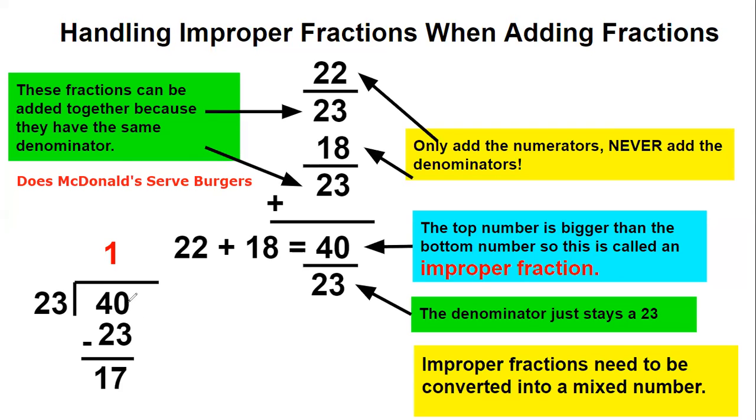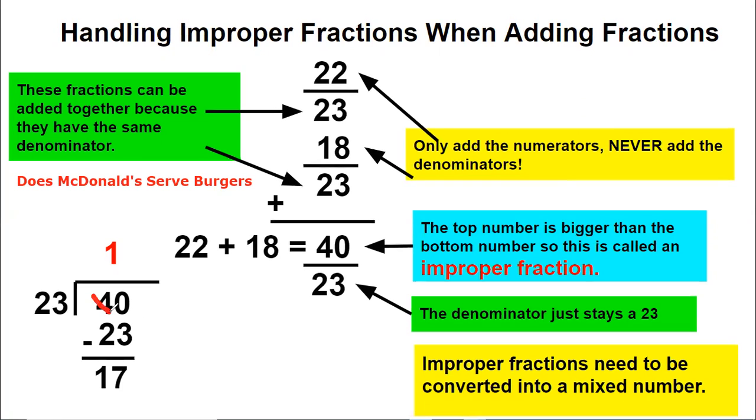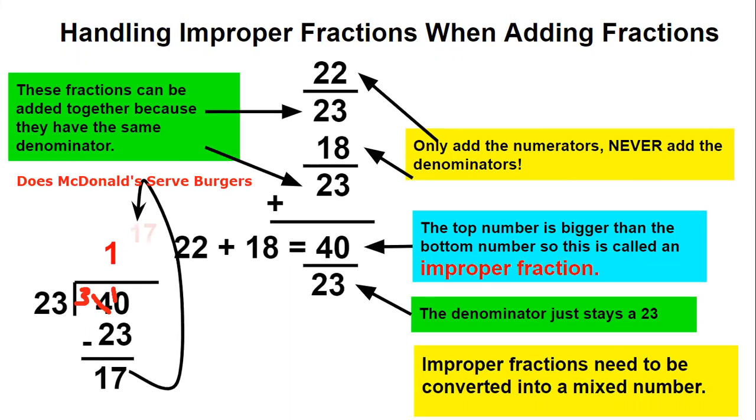Well, you can't take 3 from 0. So the 4 gets borrowed from, and that becomes a 3. And the 0 becomes a 10. 10 minus 3 is our 7. And then 3 minus 2 is 1. That's where we get our 17. What do we do with that remainder of 17? We bring it up to the top. It becomes the numerator of our fraction. What is the bottom? It stays a 23. So that answer is 1 and 17/23.